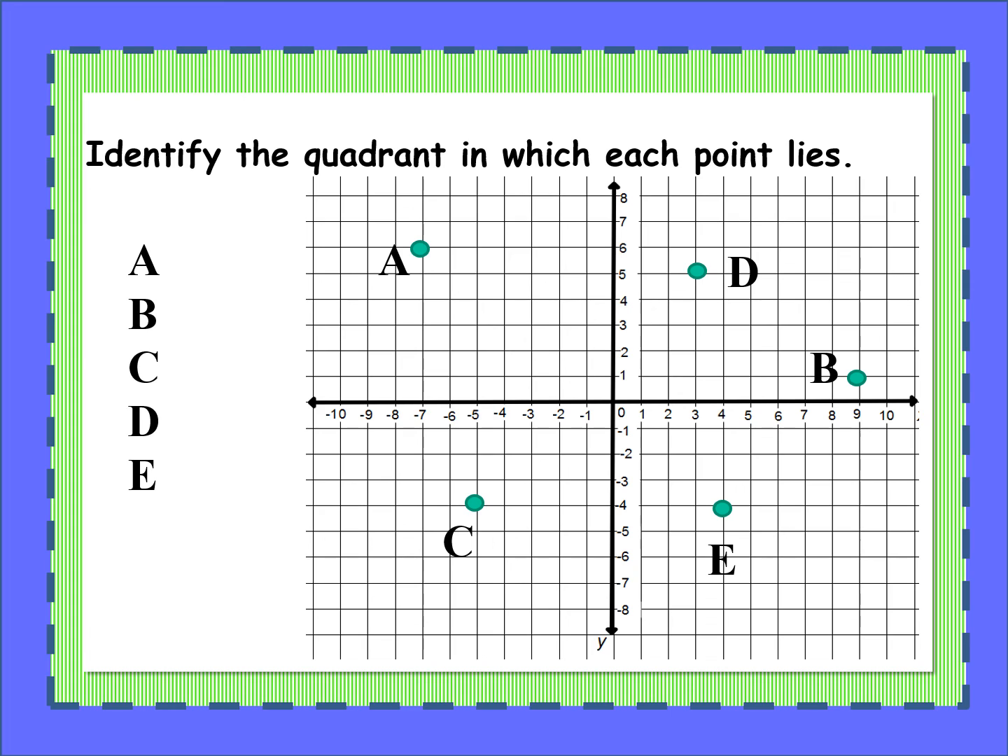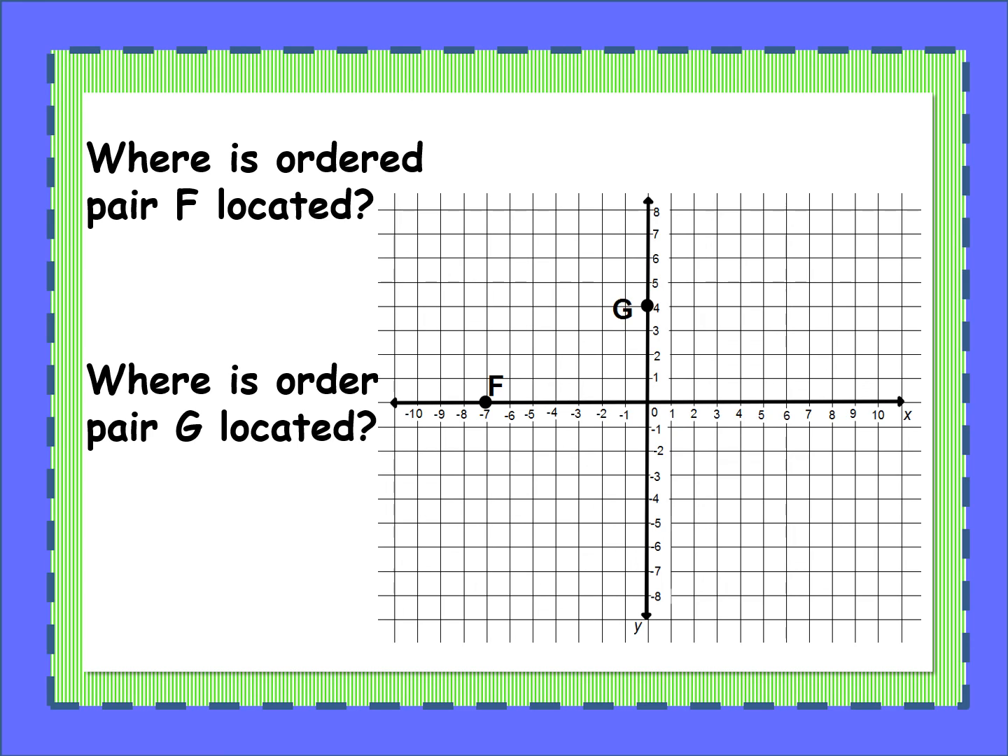So let us identify the quadrant in which each point lies. Point A lies in quadrant 2. Point B lies in quadrant 1. Point C lies in quadrant 3. Point D lies in quadrant 1. And point E lies in quadrant 4. Now, let us determine where ordered pair F is located. It doesn't lie in any of the quadrants. Point F, or (-7, 0), lies on the x-axis. How about the ordered pair G? Yes, (0, 4) lies on the y-axis.